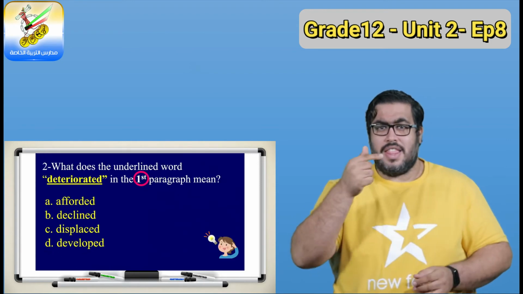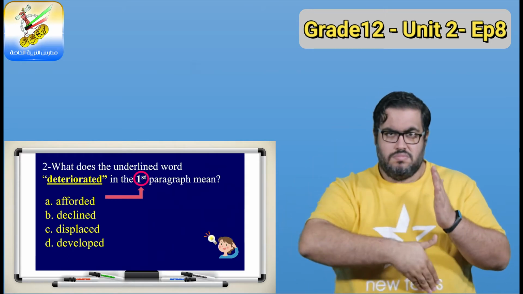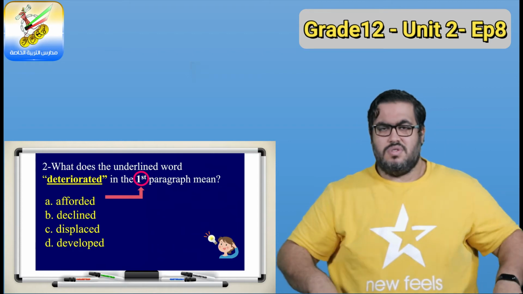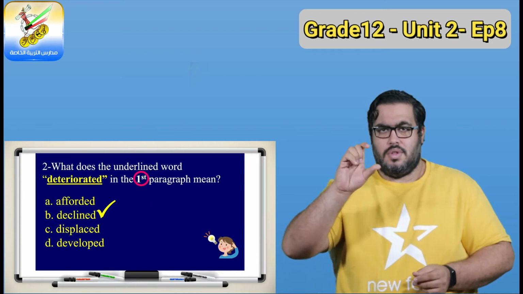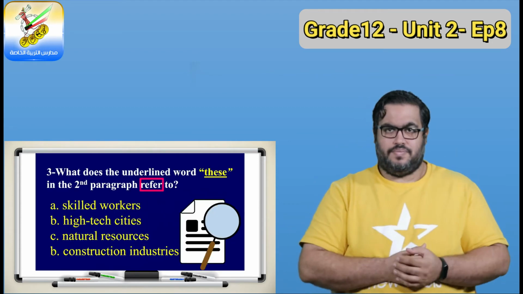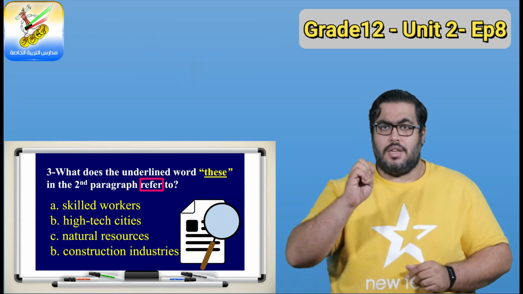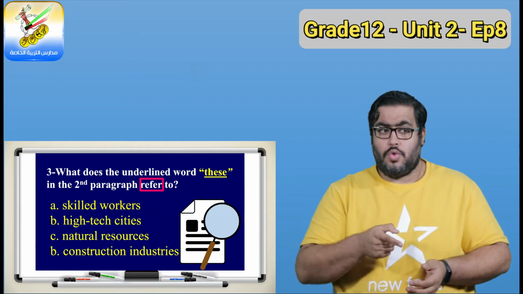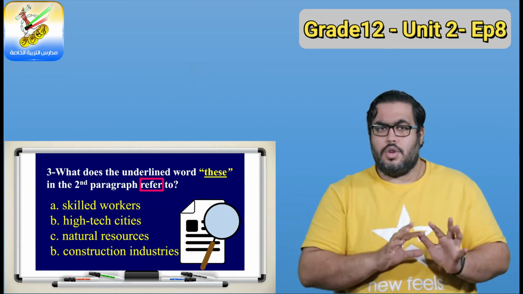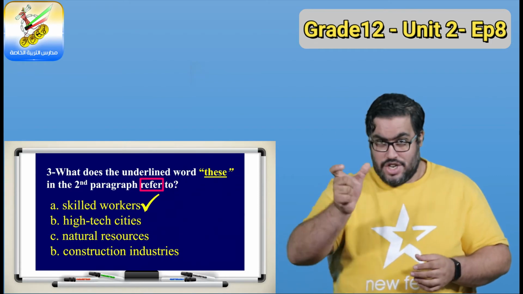What does the underlined word deteriorated in the first paragraph mean? Now, in the last episode, we took this word, do you remember? What do you think it means? Declined. Question number 3. What does the underlined word these in the second paragraph refer to? Go back to the textbook, to the second paragraph, and check. What does it refer to? These refer to skilled workers.